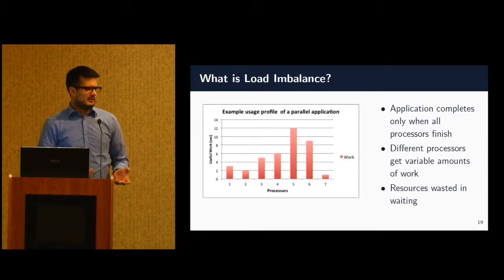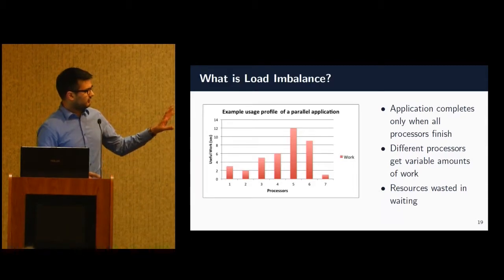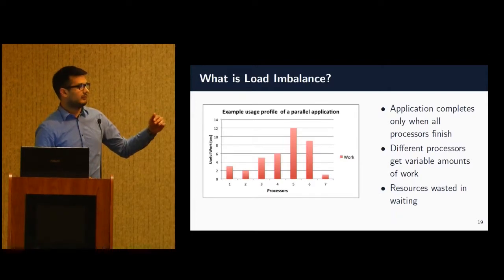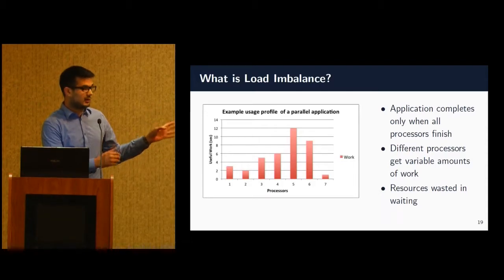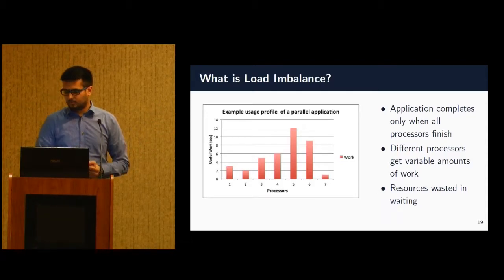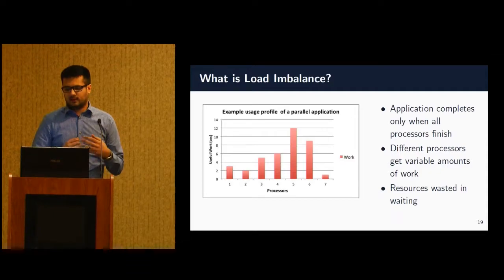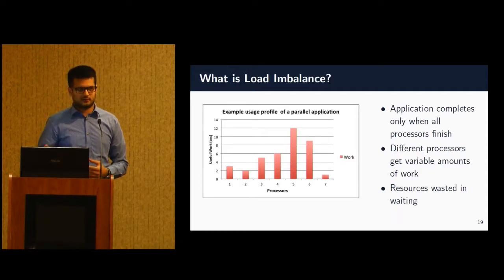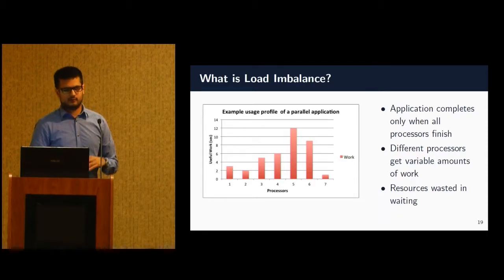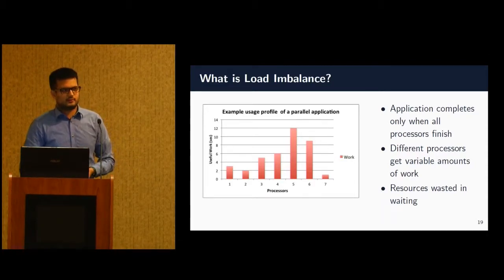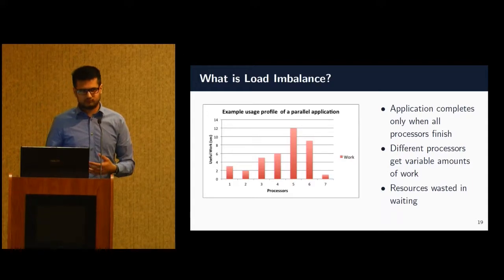So in that context, what exactly is load imbalance? We have a very generic picture here. On the x-axis, processors, and the y-axis, useful work on that processor. You see that there's a big disparity between some of the cores in this, and this is a very common case in modern applications. One of the big issues is that applications usually only complete when every processor is done. So whatever your maximum load is, that's your bound on computation time. With naive distributions, different processors get very different amounts of work, and you waste a lot of resources just waiting for other people to finish.